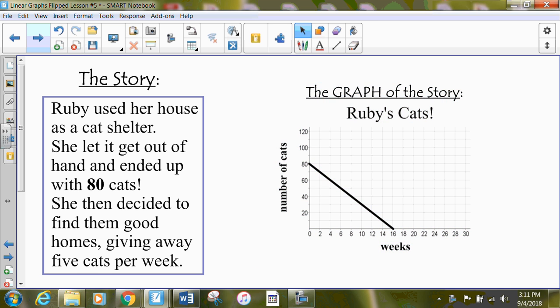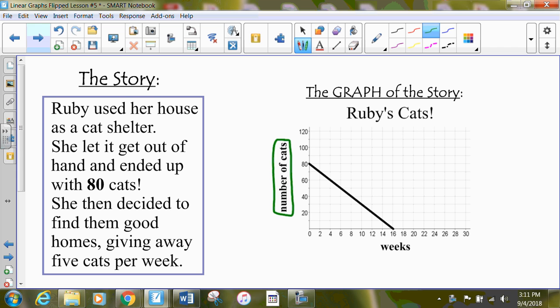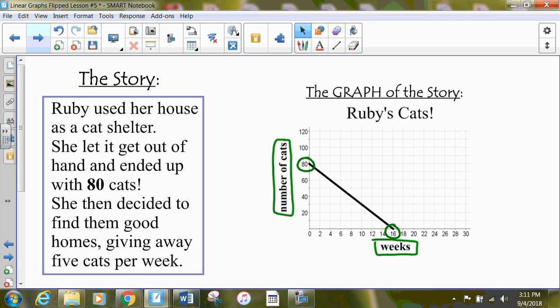So go ahead and look at the graph about Ruby's story. We noticed a few things. We noticed that we've got the y-axis labeled number of cats. We notice the x-axis is labeled weeks. We notice we have an 80. And we notice we have a 16. So we're going to use what we notice. Oh, we also notice that the line is decreasing, right? So we're going to look at all these parts of this graph and we're going to analyze it.